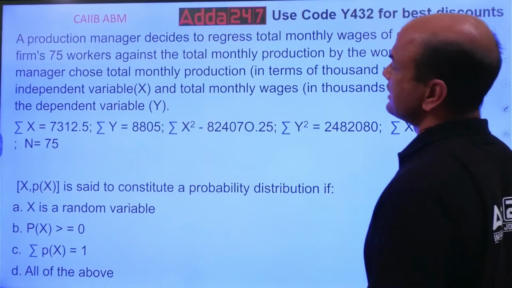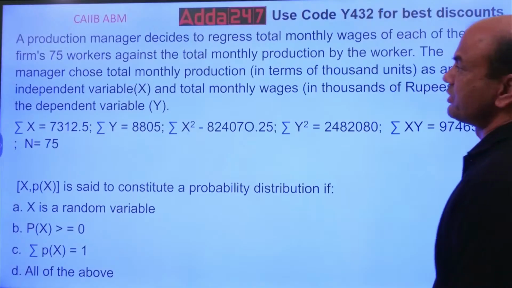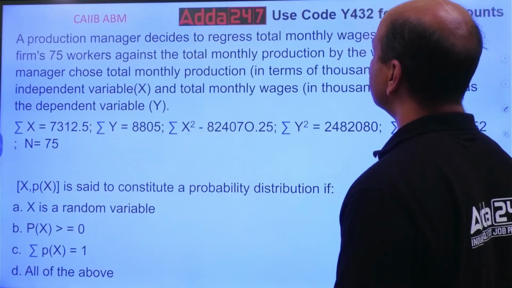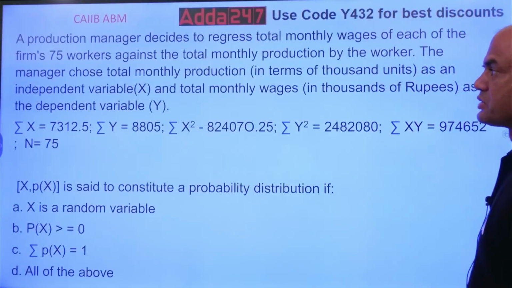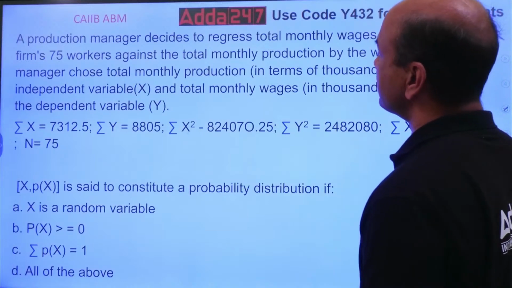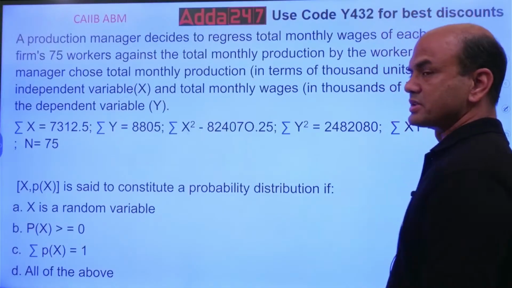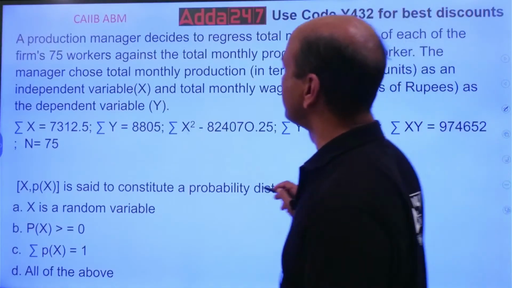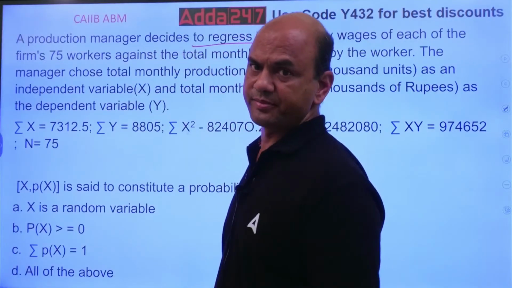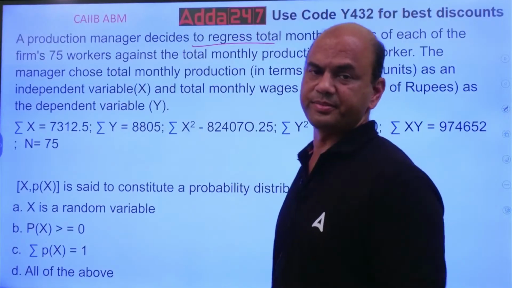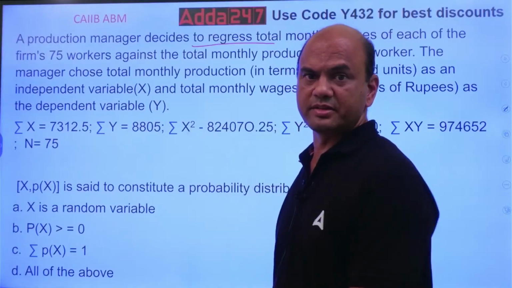A production manager decides to regress total monthly wages of each of the firm's 75 workers against the total monthly production by the worker. The manager chooses total monthly production in terms of 1000 units as an independent variable. So production is independent. Now what is the manager doing? Regress. Regress means what? Connect. Regression. Y equals to a plus bx. This is the line of regression.